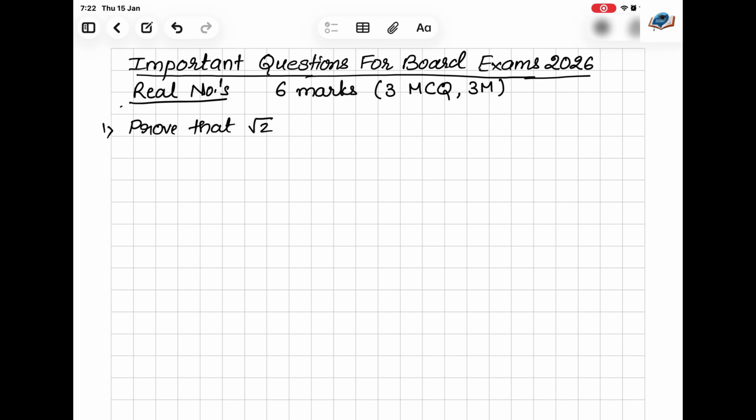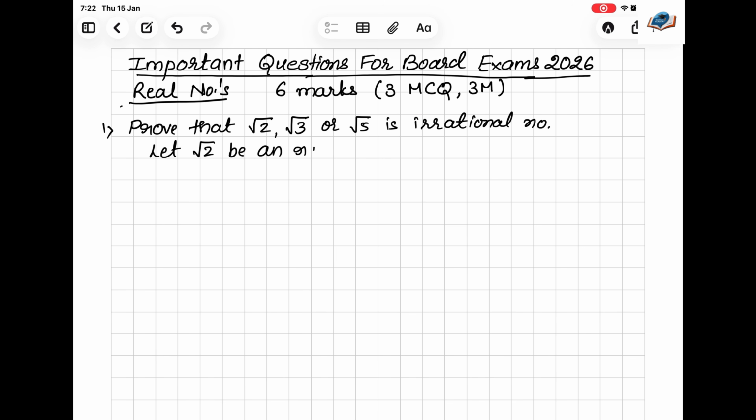root 2, root 3 or root 5 is irrational number. So now here I am doing for root 2, the same way you have to write for root 3 and root 5. Only the digits you have to change instead of 2, 3 and 5. So now let root 2 be a rational number.